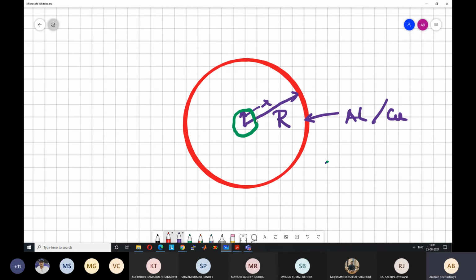And initially, this plate is at a certain temperature Ti. Okay, initially the entire plate is at a certain temperature Ti. Maybe it is at room temperature, but this also should be variable, maybe 300 Kelvin.